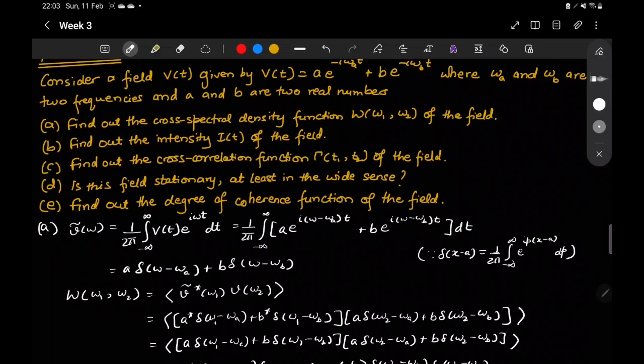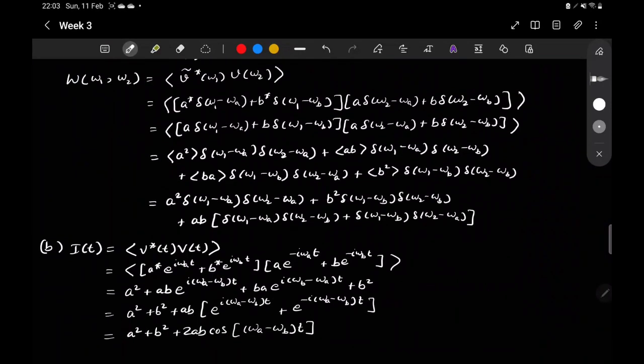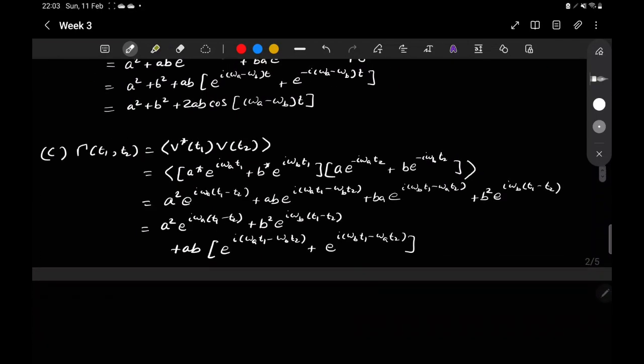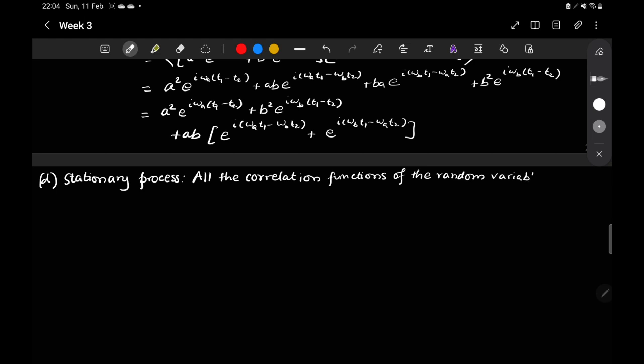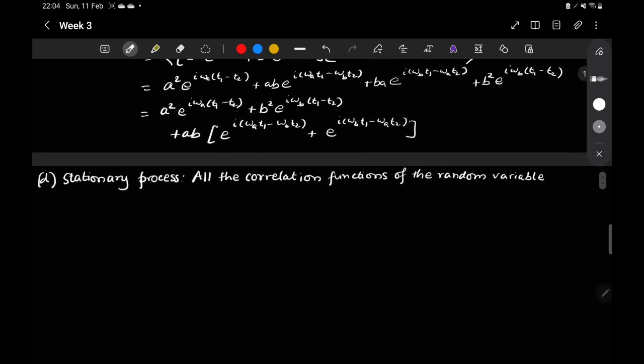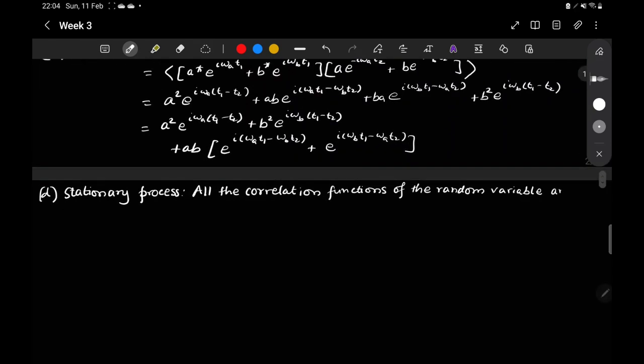Next is part D. Is the field stationary, at least in the wide sense? Now, a stationary process, we have seen this earlier in the first or the second week. For a stationary process, all the correlation functions, which means the mean, the cross correlation function, the intensity, and the higher order correlation functions of the given random variable, are independent of time.